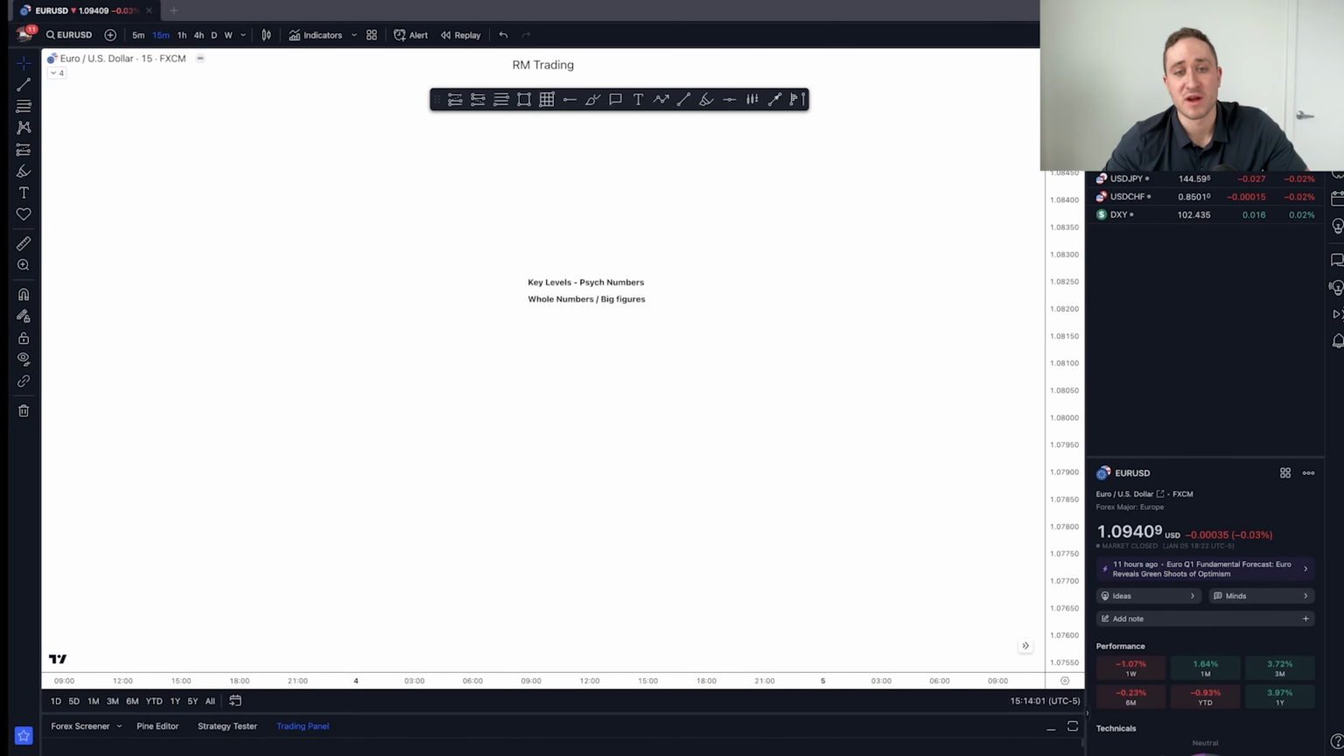Next, we're going to be covering key levels and psychological numbers, or psych numbers, whole numbers, big figures, whatever you want to call them. So these are the figures on the chart where institutions are going to be looking to put their orders. And you can pay attention to how key these areas are. A lot of people call them support and resistance levels. It honestly doesn't matter, but these are numbers you have to pay attention to.